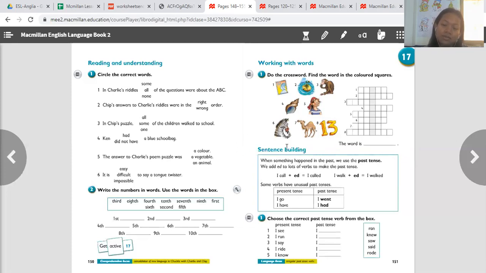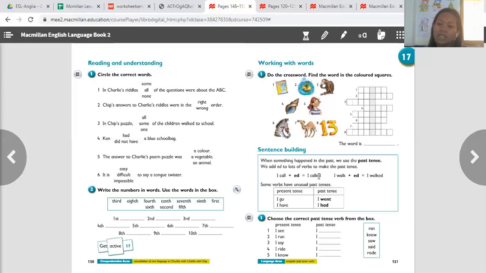Sentence building. When something happened in the past, we use the past tense. We add ed to lots of words to make the past tense. I call. In present simple, call we spell C-A-L-L. But in the past, when we talk about something that's already happened, we add ed and we pronounce it I called. Okay, say it again. I called.